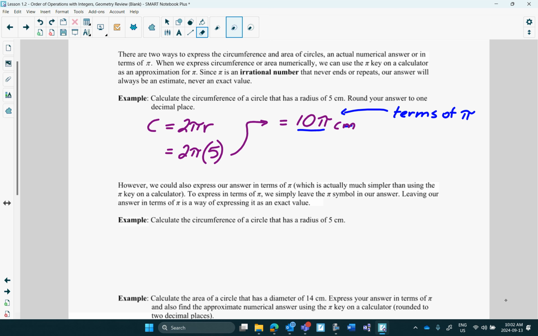The other way is to actually do the work and round your answer. Because remember, it's always going to have to be rounded because pi is a number that never repeats and never ends. So if you use a calculator, 10 times 3.14159, etc., you're going to get some long decimal answer that you got to round.